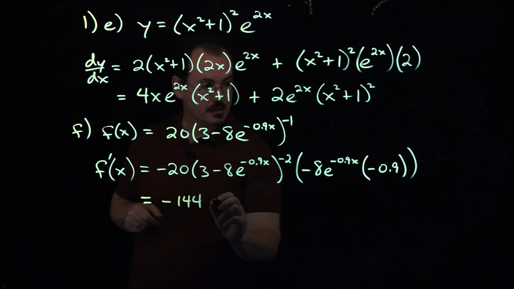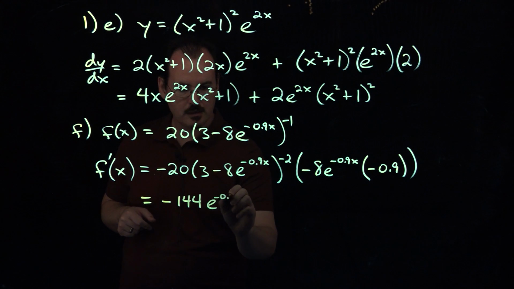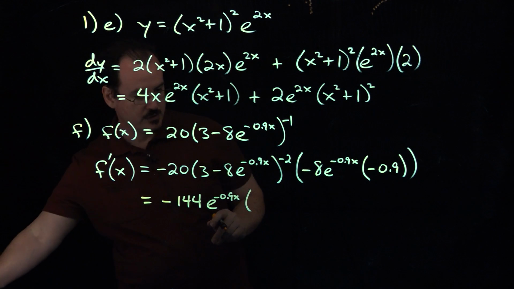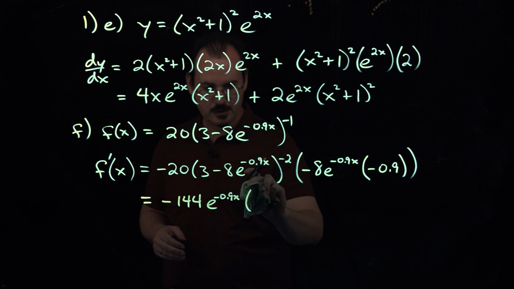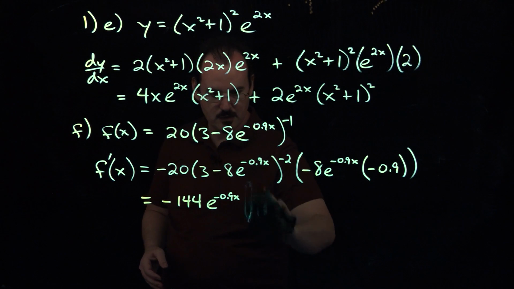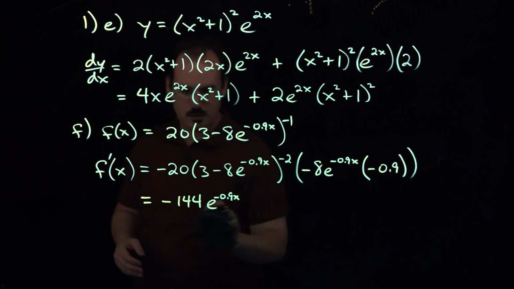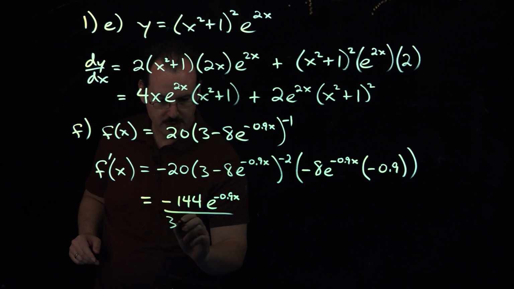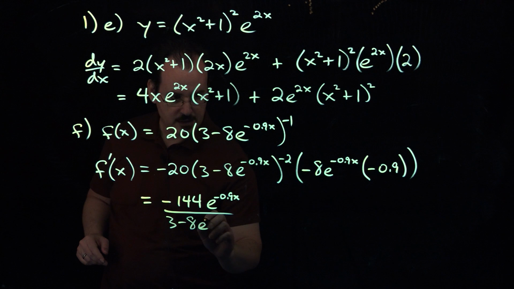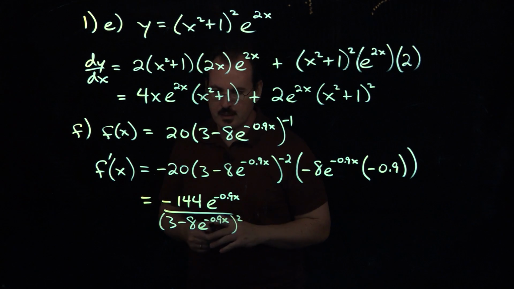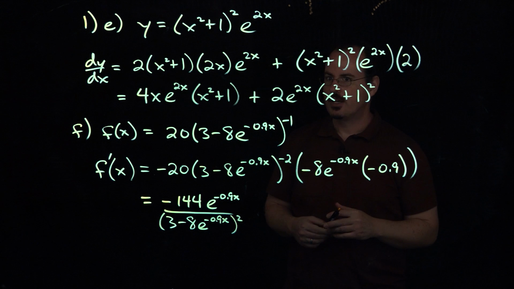I'll put that e to the negative 0.9x, and then in fact, actually for that one, let's go ahead and move that to the denominator because it's got a negative exponent. Let me fix that. So we'll put this over that term right there. So that's 3 minus 8 e to the negative 0.9x. It was a negative power. I moved it to the denominator. Now it's a positive power. So that's a good final answer for this one here.